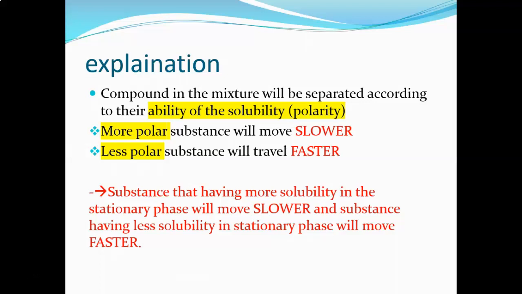Okay. For material that is less polar, dia akan separate first. Dia yang paling laju sekali bergerak. So less polar maknanya dia sama ada dia memang non polar ataupun dia less polar. Then less polar then stationary phase. So less polar material dia akan move faster.